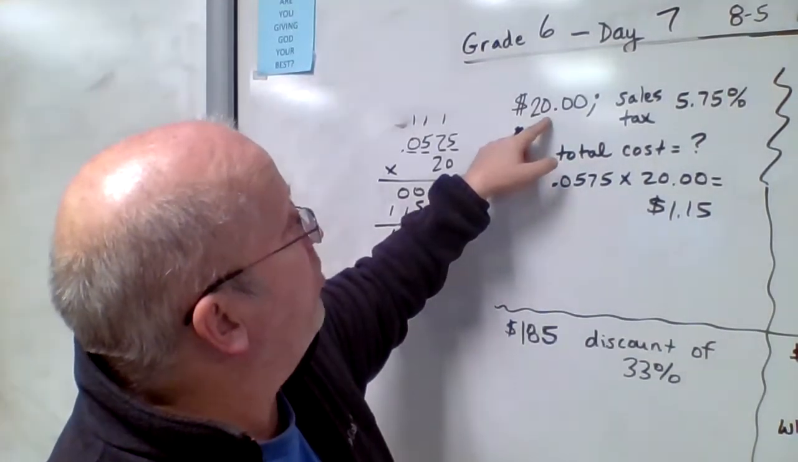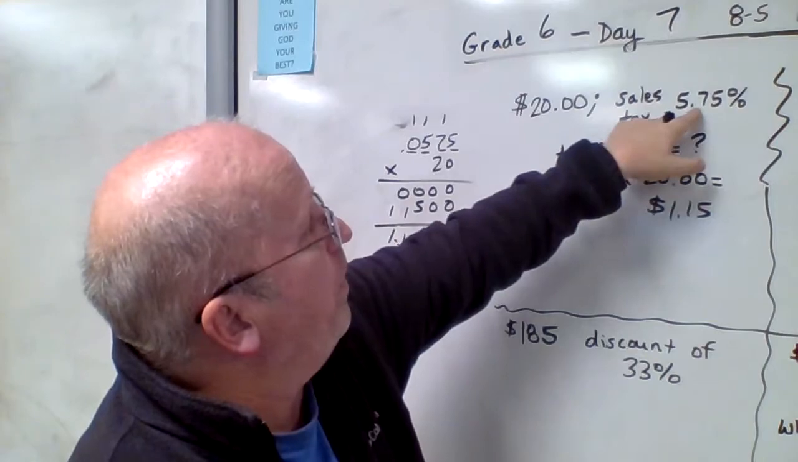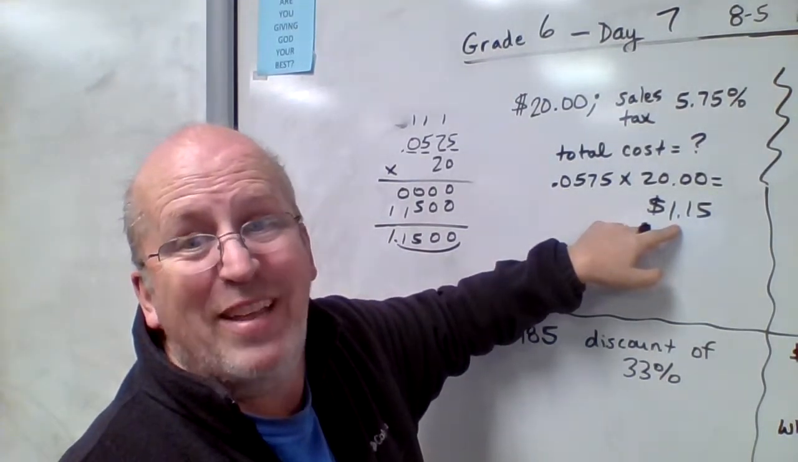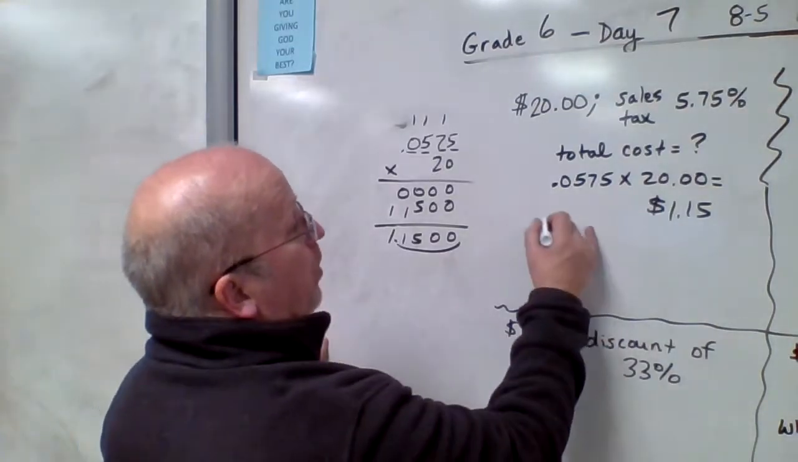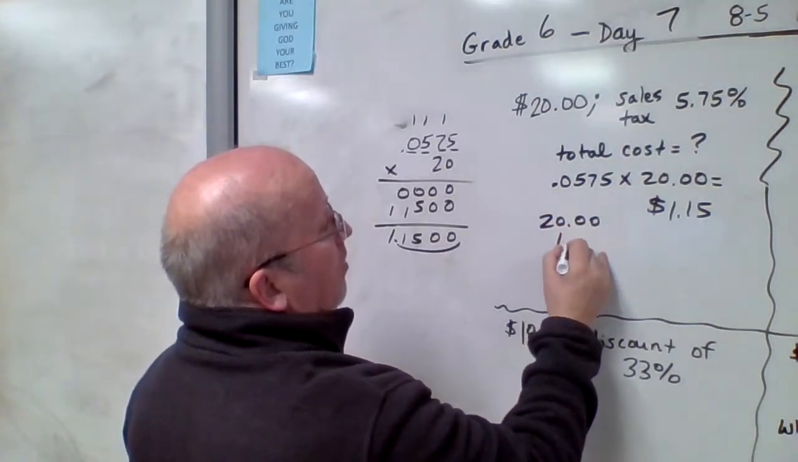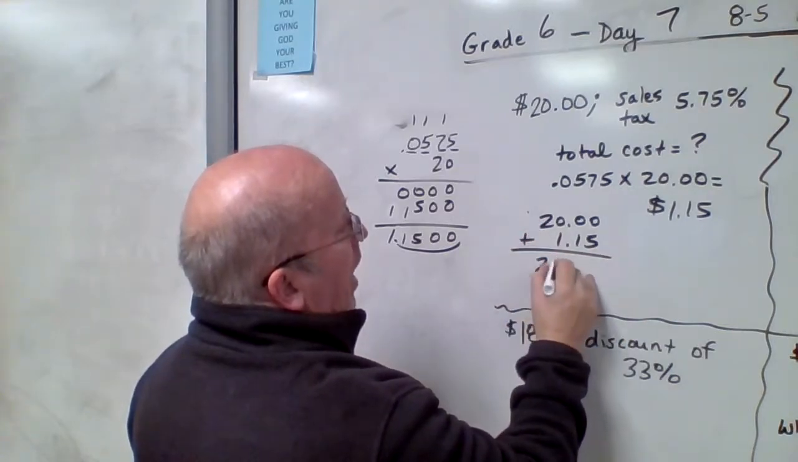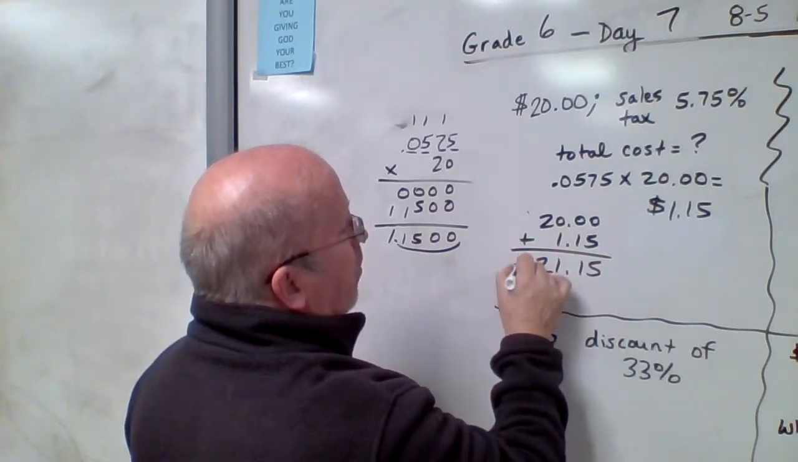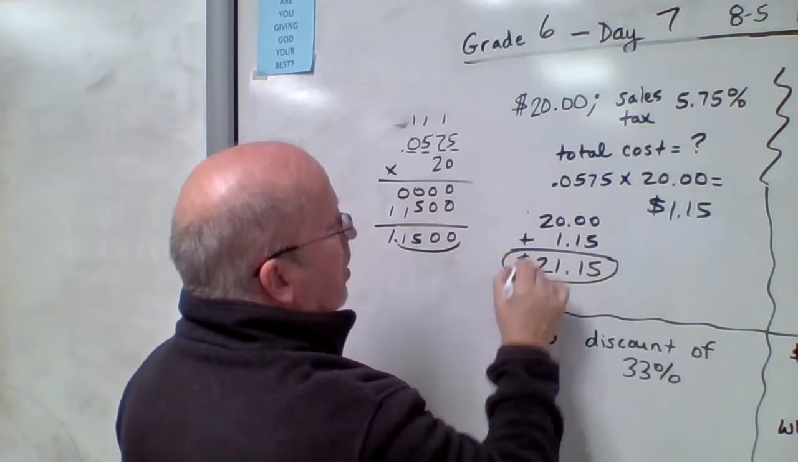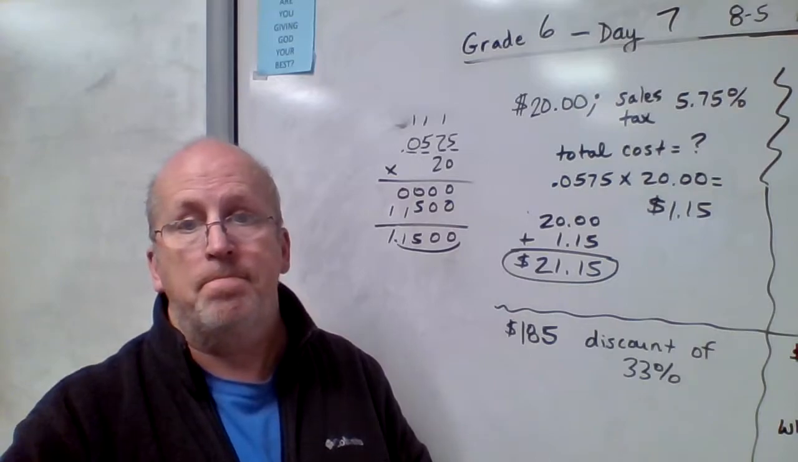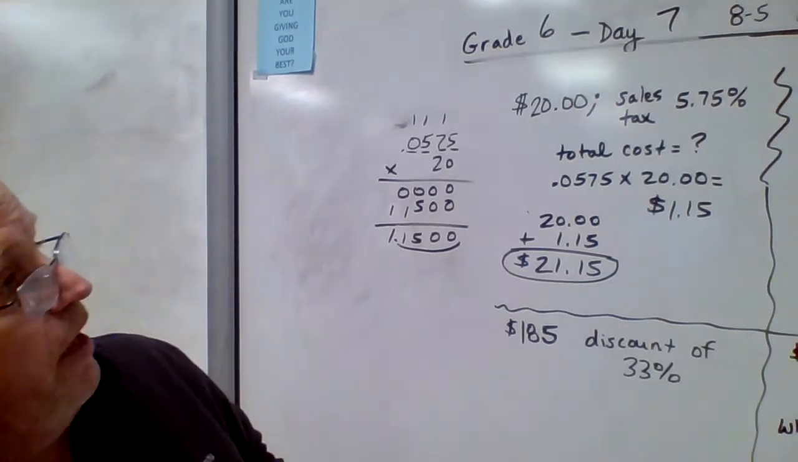So the item costs $20, but the sales tax is an extra $1.15. So I end up with 20 plus 1.15, and the actual cost of the item when we include the tax is $21.15. Let's try our next problem.